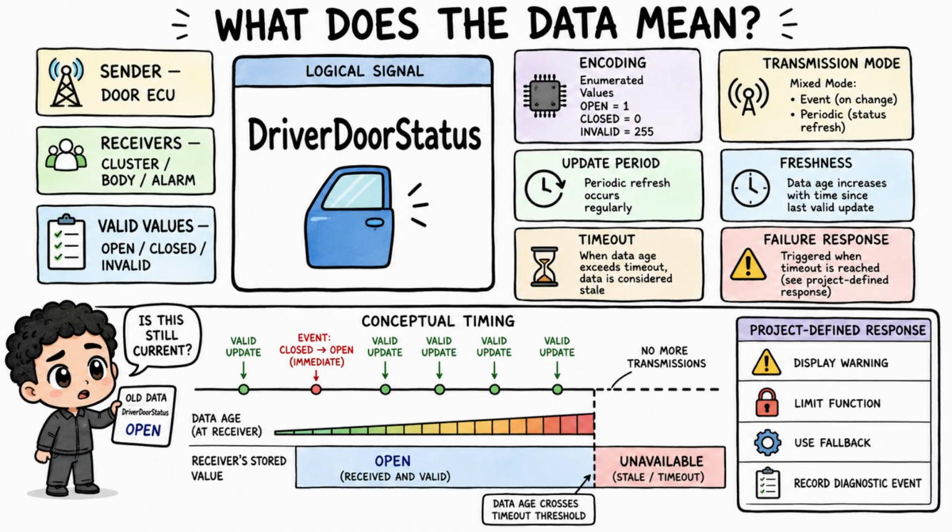Freshness is important because the last received value may no longer represent the present vehicle condition. If a receiver expects regular updates but none arrive before a defined timeout, it should not silently assume that the old value remains correct forever. The receiver may mark the information as unavailable, use a configured fallback, limit a function, or record a diagnostic event. The correct response depends on the system requirements.